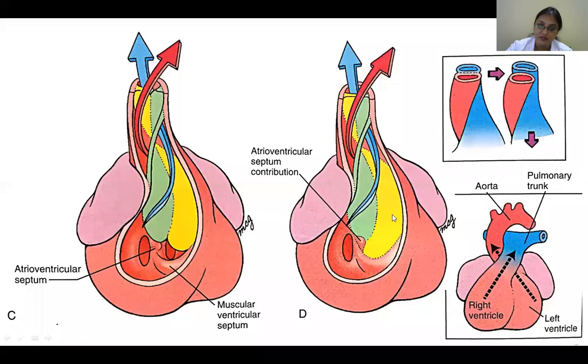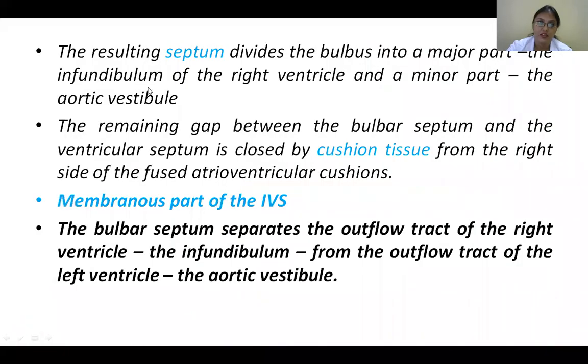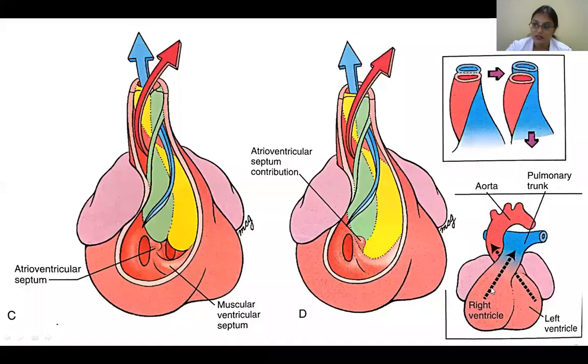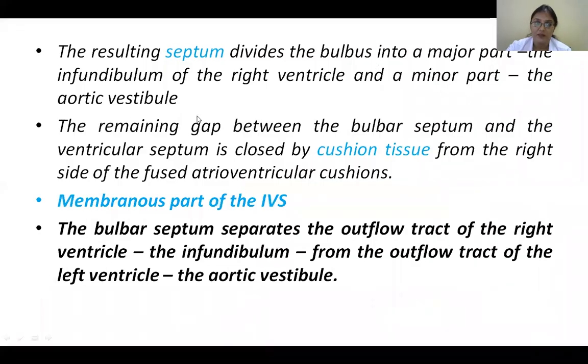And this region here is the membranous part of the interventricular septum. So the resulting septum divides the bulbus into this major part, the infundibulum of the right ventricle. You can see this large one, this is the infundibulum of the right ventricle. And the minor part, the aortic vestibule. So just the beginning of the aorta, that part is slightly enlarged, the aortic vestibule.